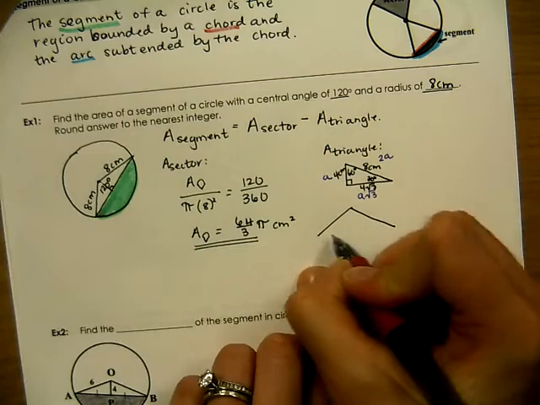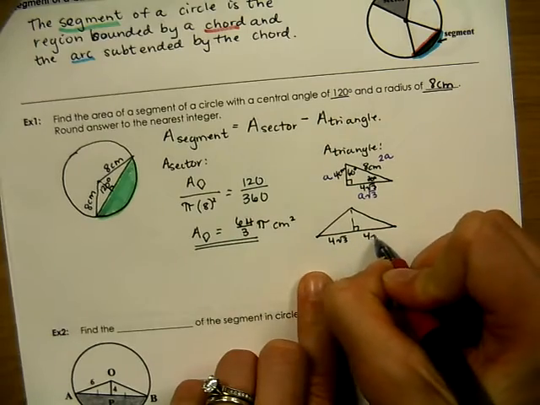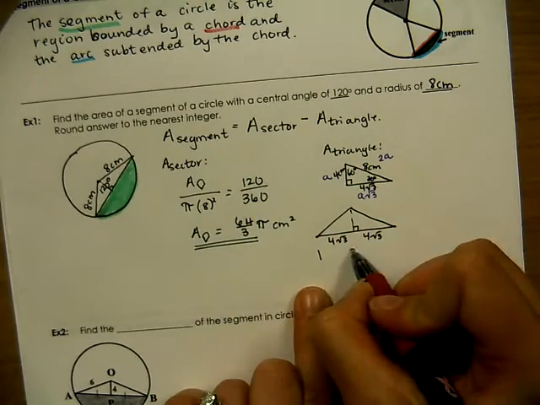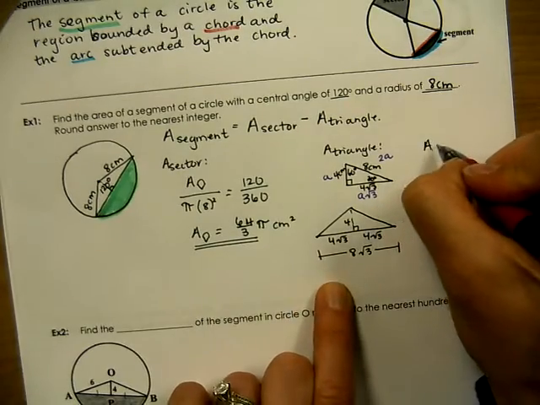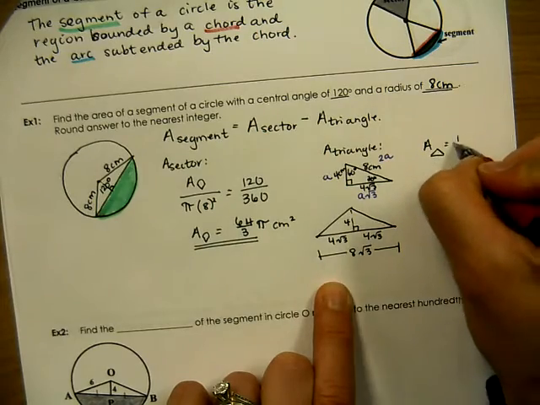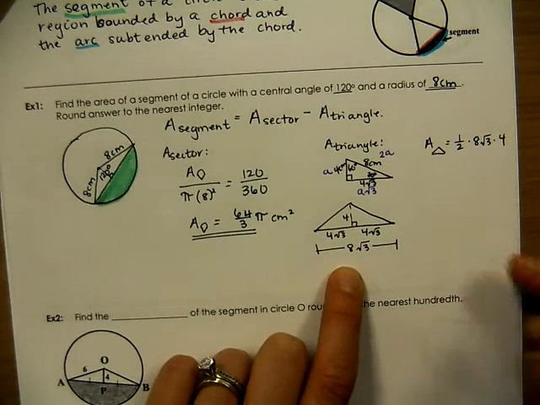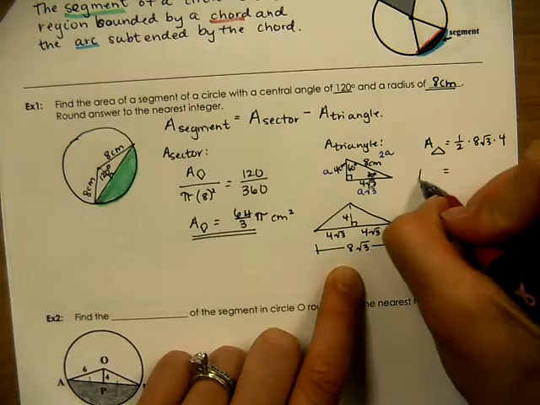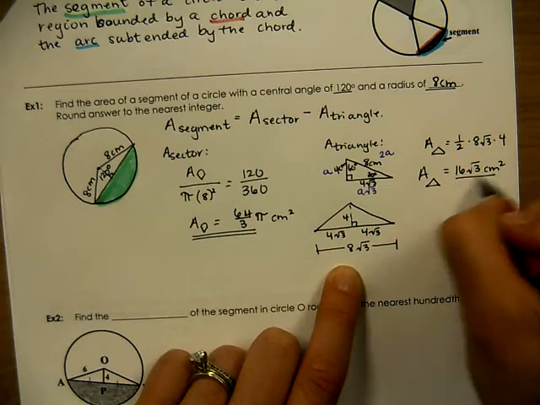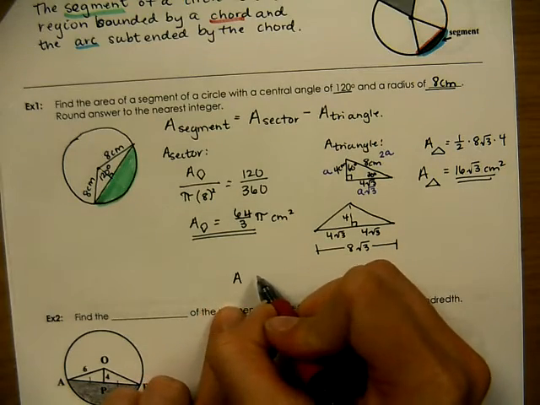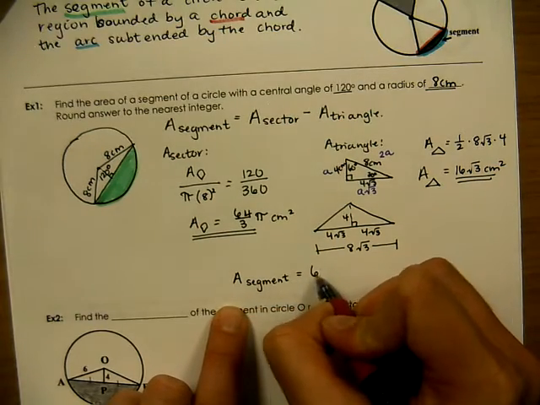So when I look at this entire isosceles triangle, if this is 4 root 3, and this is 4 root 3, then that entire base would be the sum of that, which would be 8 root 3. And the height is 4. So the area of the triangle would be 1/2 times the base, 8 root 3, times the height of 4. And when I simplify that, I get that the area of that isosceles triangle is 16 root 3, and my units are square centimeters.